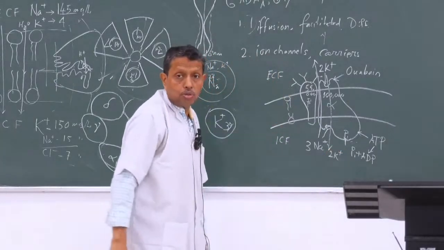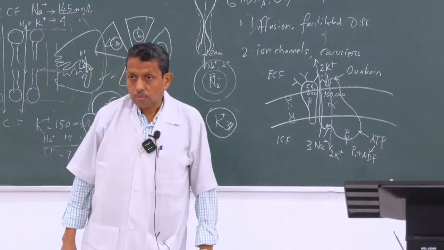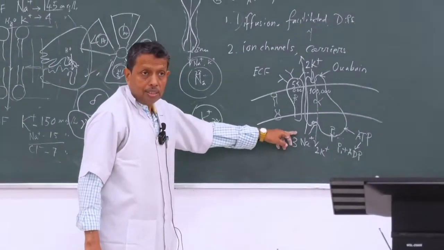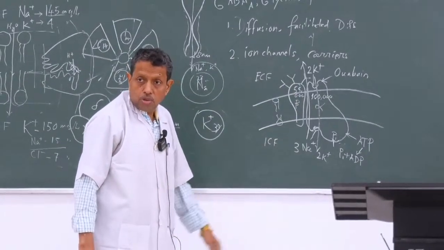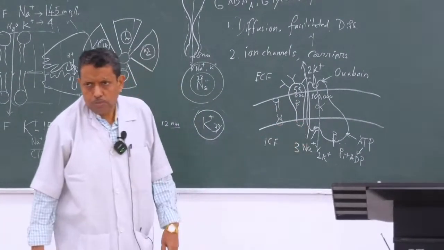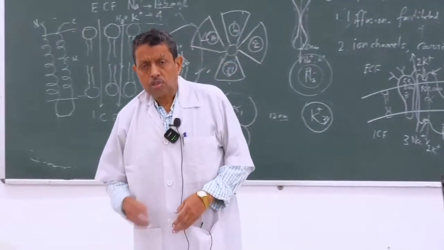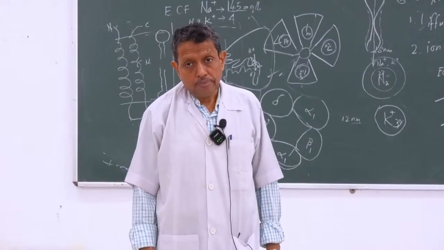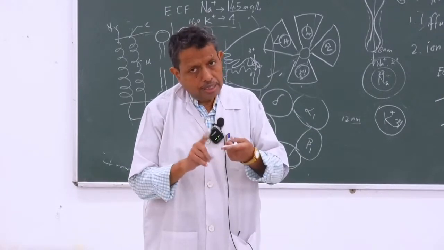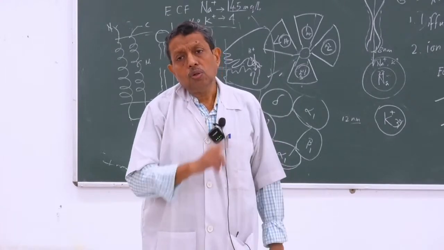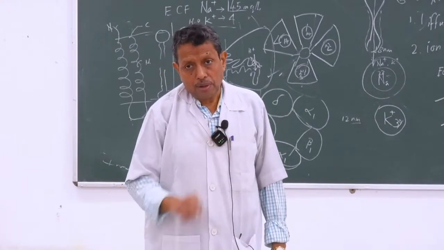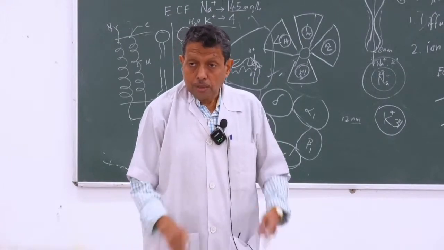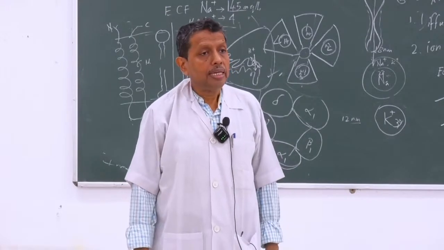So it is electrogenic also. 3:2 ratio, 3 positive charges versus 2 positive charges. So there is some excess positive charge in this case. So it is to some extent responsible for the membrane potential. Membrane potential we will discuss on another day, and it is due mainly to the diffusion potential of the potassium ion. But it is maintained by the sodium potassium ATPase.